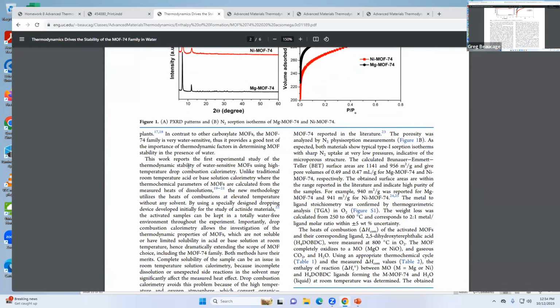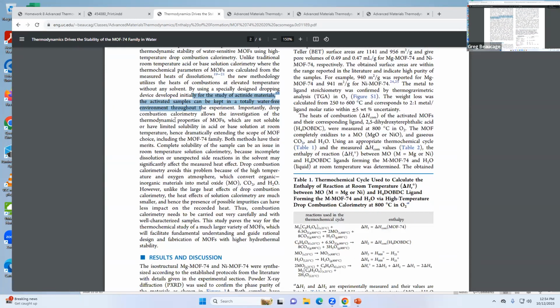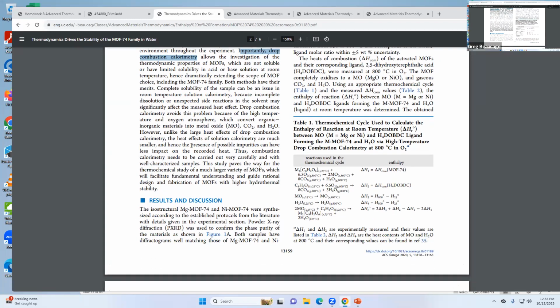flue gas, work sensitive, acid base, thermochemical. Dropping device developed initially for study of actinide materials, totally water-free, the only drop combustion calorimeter. They don't show a picture of it. I didn't look in references 19 to 21, but basically I think it's a bomb calorimeter of some type, right? Where you have it enclosed and you blow it up somehow.